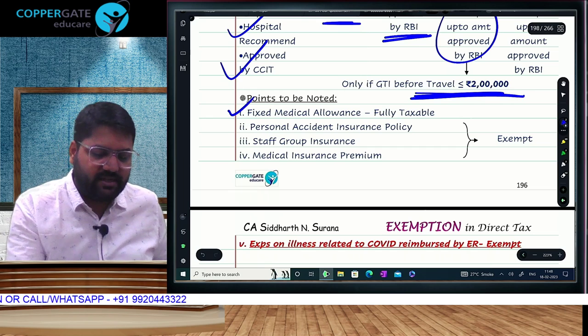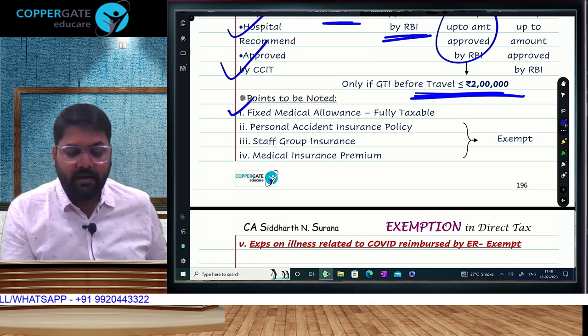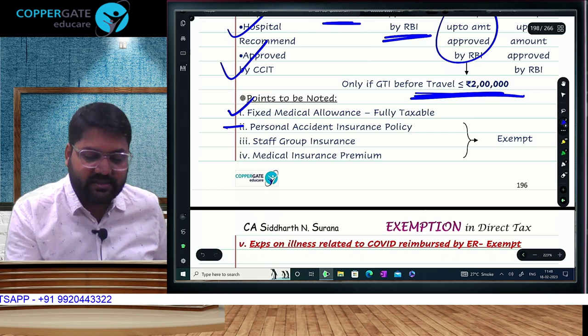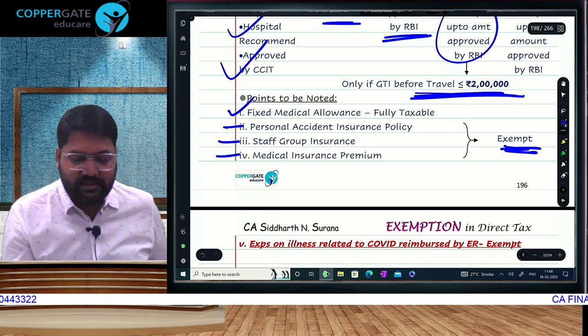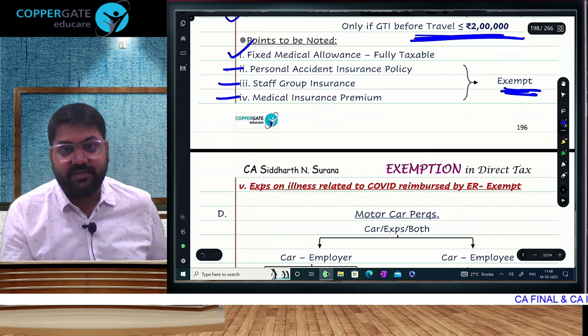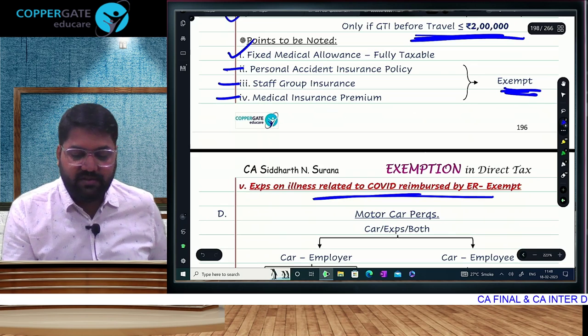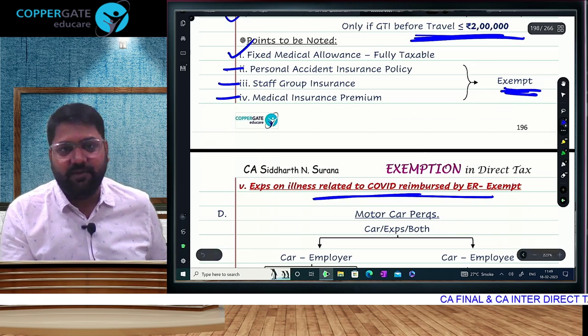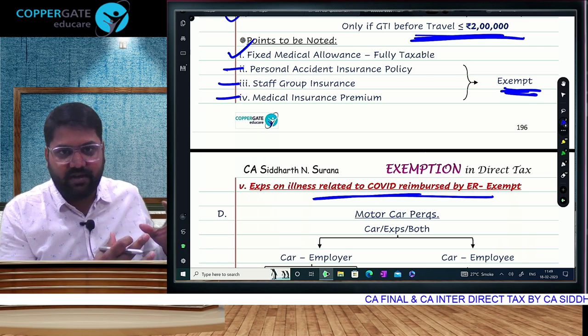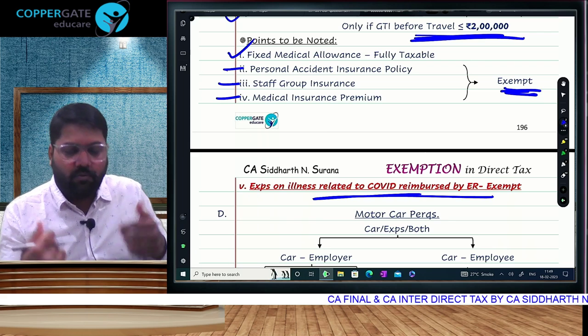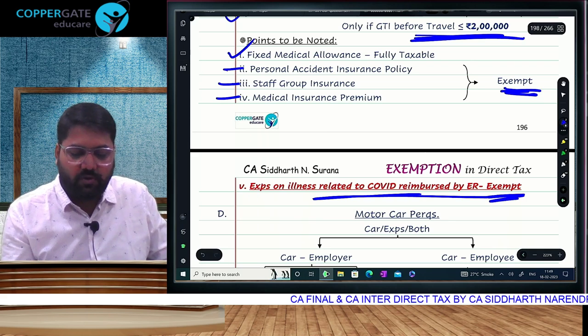Other points already seen, fixed medical allowance will be fully taxable. But if the boss is giving you any personal accident policy or staff group insurance or medical insurance, all this is going to be exempt. And further, there is an amendment in this chapter that any expense with respect to COVID related illness, if you have incurred expense and your boss is giving you reimbursement, you incurred treatment of COVID expense for self or family and boss is reimbursing that money, then that is going to be exempt. That is the amendment that has taken place.